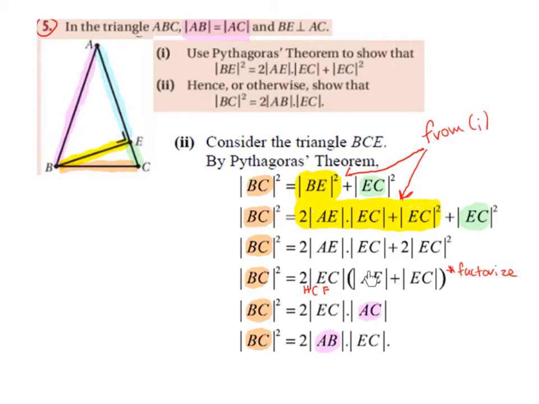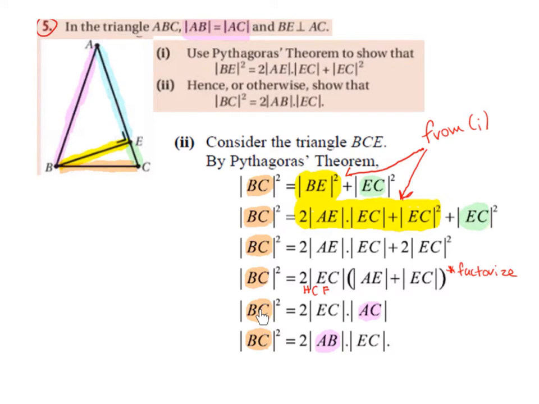Now we know that AE plus EC is the same thing as AC. So AE plus EC is equal to AC.